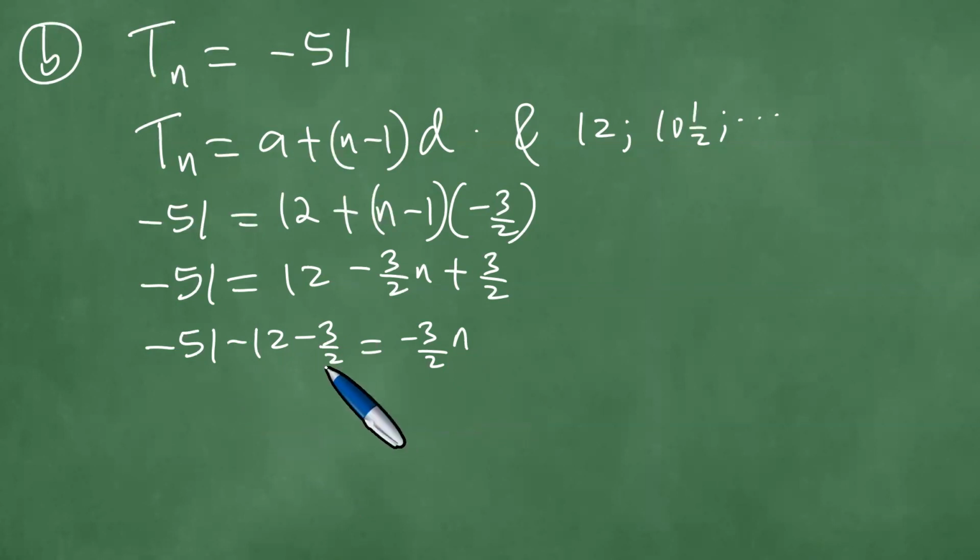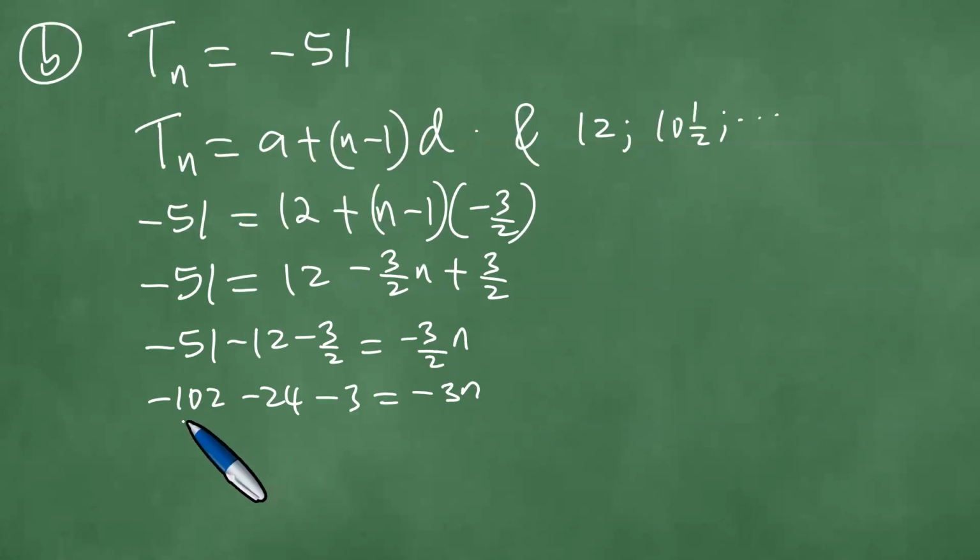One way to make things easier is to multiply through by 2. Multiply minus 51 by 2, you have minus 102. You multiply 12 by 2, you have 24. If you multiply this one by 2, the 2 cancels, giving us minus 3. You multiply this one by 2, the 2 cancels, giving us that.